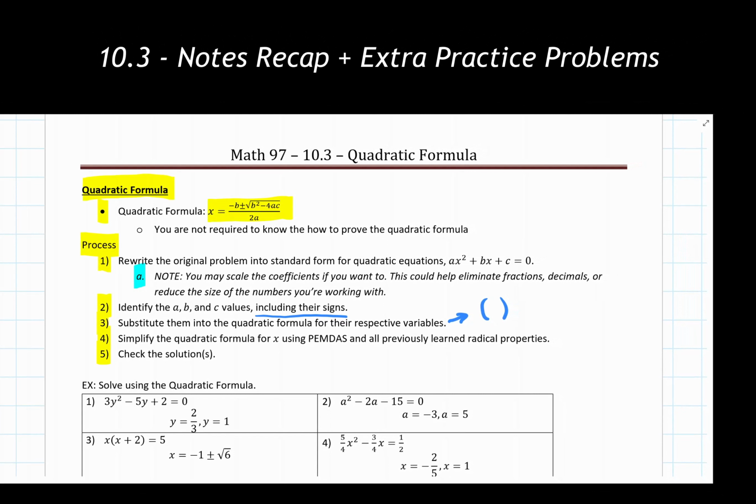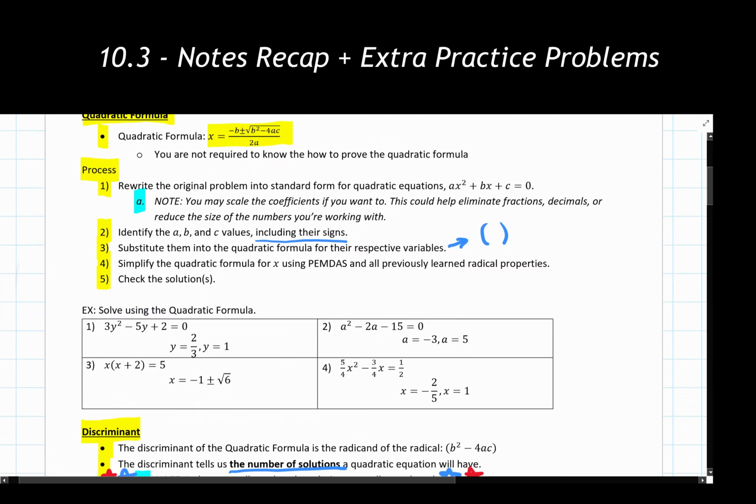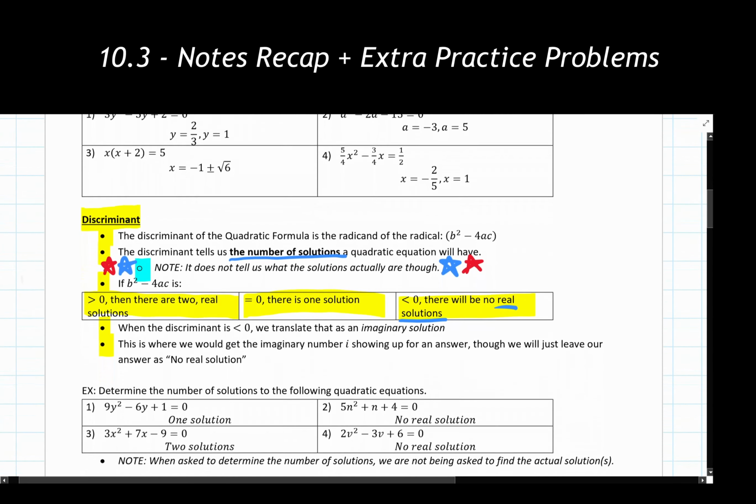So as a quick recap of everything that we covered with the quadratic formula, we actually wrote out what our quadratic formula is here. We have our process that we are using as we are going through and applying this thing. Make sure that you are including the signs when you are identifying your A, B, and C values, and when you are substituting things into the quadratic formula, make sure you are including the number and the sign inside of a set of parentheses. We had our 4 examples that we went through here.